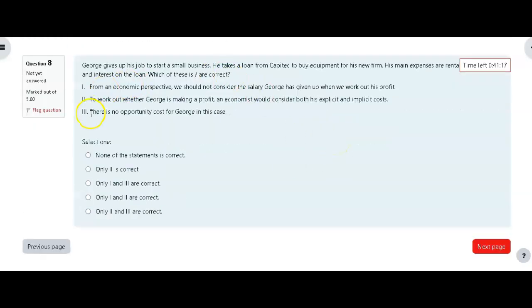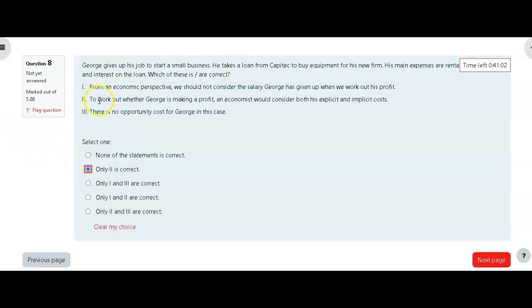Now the third one, there is no opportunity cost for George in this case. There is an opportunity cost. It is, because he left this job to start up a small business. So the only answer is the second one. So only 2 is correct.